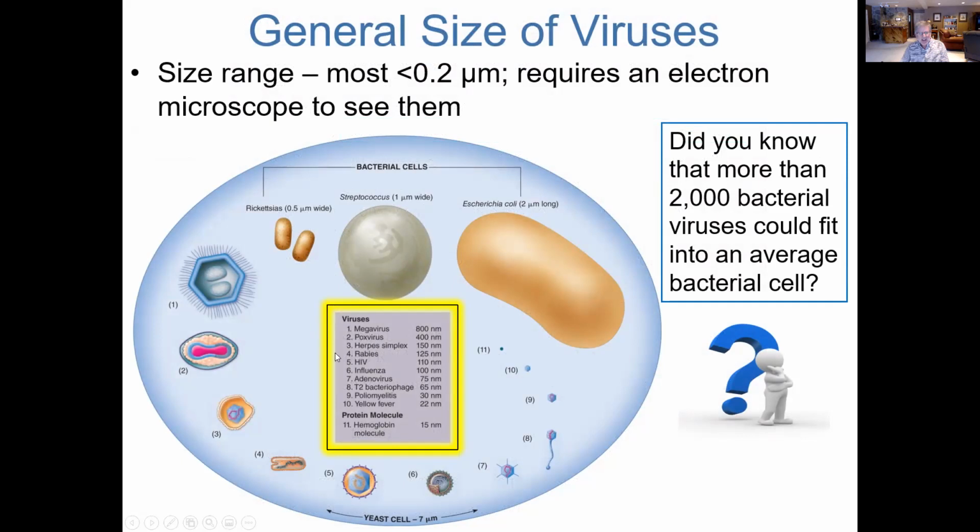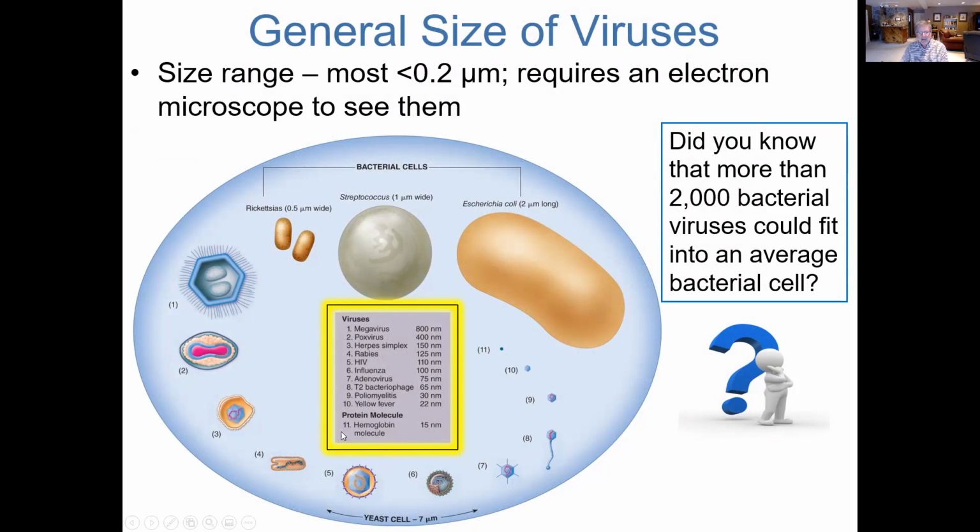Herpes simplex, that can cause cold sores. Here's our rabies virus that good old Louis worked on. HIV causes AIDS. Here's a flu virus. This looks somewhat familiar to you perhaps because flu viruses are coronaviruses, which also would include our friend COVID-19. This is a bacteriophage. It's a special type of virus that targets bacteria. And then finally, number 11, they just threw that in here as a protein molecule, hemoglobin.